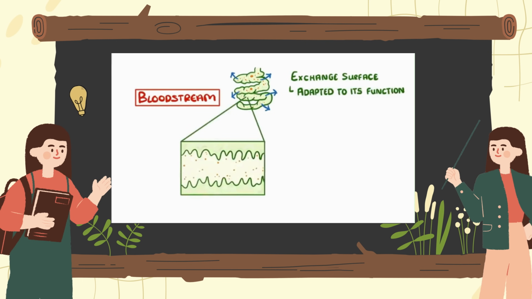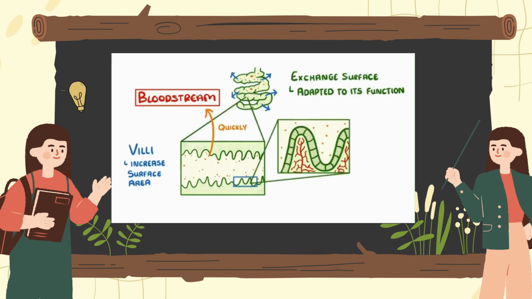If we take a closer look at the inside lining of the small intestine, we see that there are lots of little finger-like projections which are called villi. These massively increase the surface area of the small intestine, which means that digested food can be absorbed into the bloodstream much more quickly. Two other adaptations to notice are that they have a single layer of surface cells, which means that the nutrients only have to diffuse a very short distance, and that they have a very good blood supply which maintains the concentration gradient.